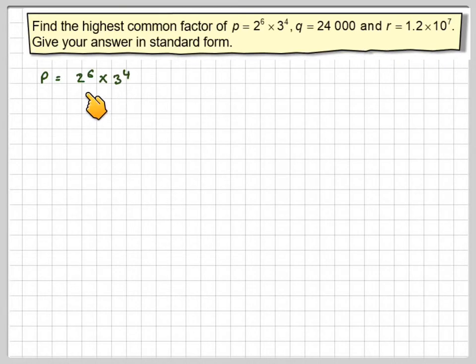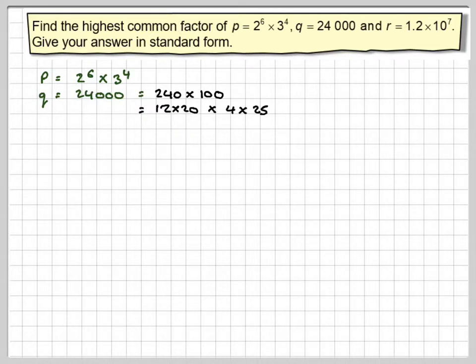So that one's already in it. So that's 2 to the 6 times 3 to the 4. They're already prime factors. Q is 24,000. So I'm going to split that up, first of all, into 240 times 100. And then 240 is 12 times 20. 100 is 4 times 25.